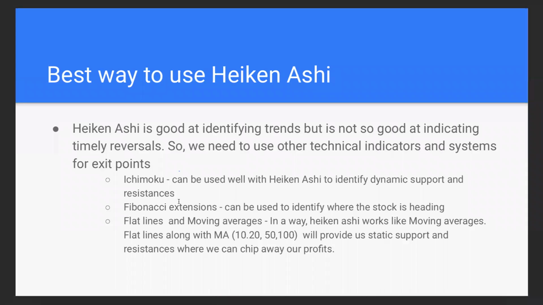Like Ichimoku, as we saw, it can be used well with Heiken Ashi to identify dynamic support and resistance. Another thing is Fibonacci extensions, which can also be used to identify where the stock is heading, like we talked about in Fibonacci. Then flat lines and moving averages, which we already talked about. In a way, Heiken Ashi works like moving averages because it always takes the average of the previous bar. But in addition, if you use flat lines, which provide static support and resistance, then at those points we can chip away some of our profits.